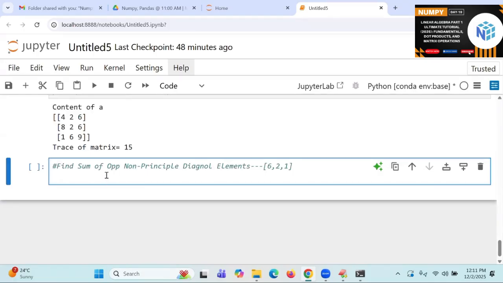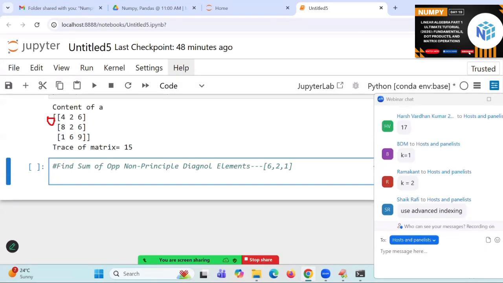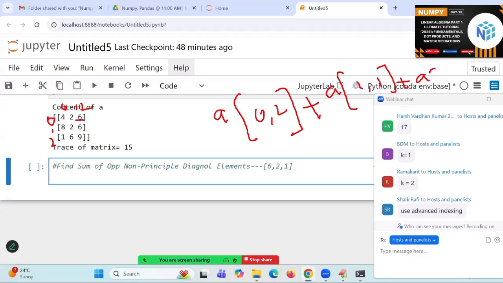Use advanced indexing. Next, advanced slicing you can also apply. Advanced indexing: rows and columns 0, 1, 2. How do you locate 6? A of 0, comma 2, plus A of 1, comma 1, plus A of 2, comma 0. This is the answer.